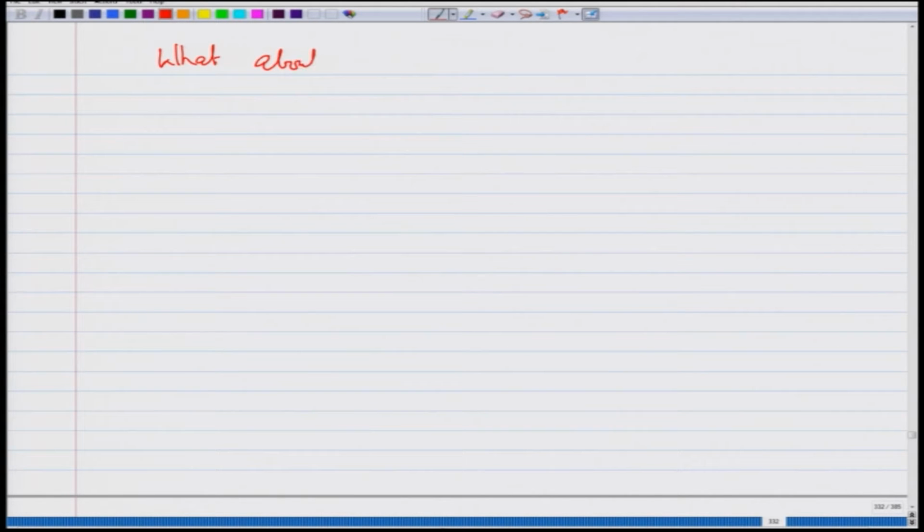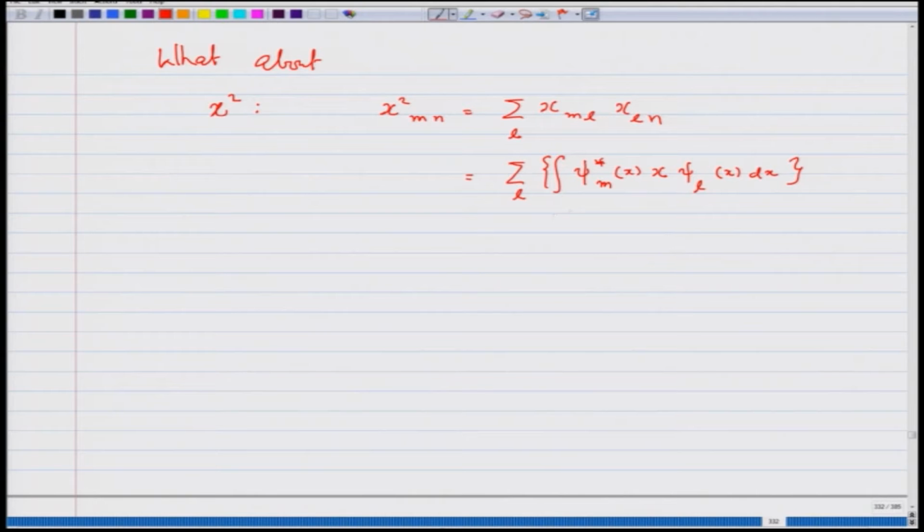What about x square? Remember, in Heisenberg's mechanics, x square mn would be equal to x ml x ln summation over L, which would be the same as summation over L integration psi m star x, x, psi L x dx, multiplied by integration psi L star x prime, x prime, psi n x prime dx prime.